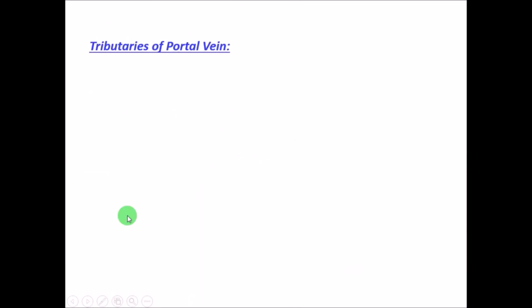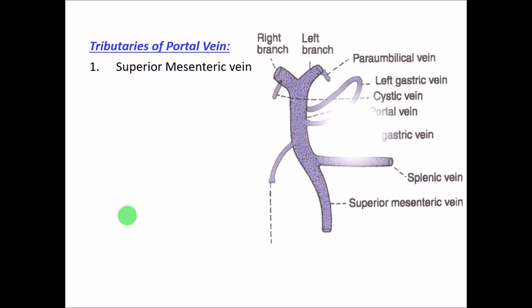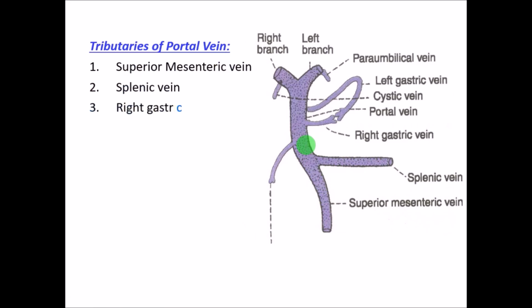Now coming to the tributaries of the portal vein. The main veins which together join to form the portal vein are the superior mesenteric vein and the splenic vein. So here the superior mesenteric vein joins with the splenic vein to form the portal vein. There are other tributaries which will be draining into the portal vein.